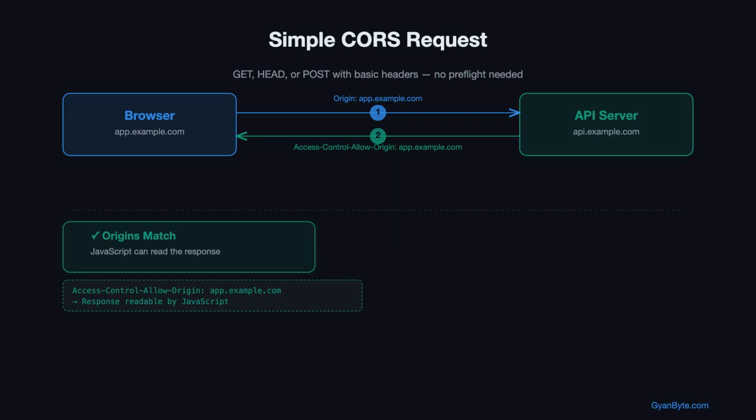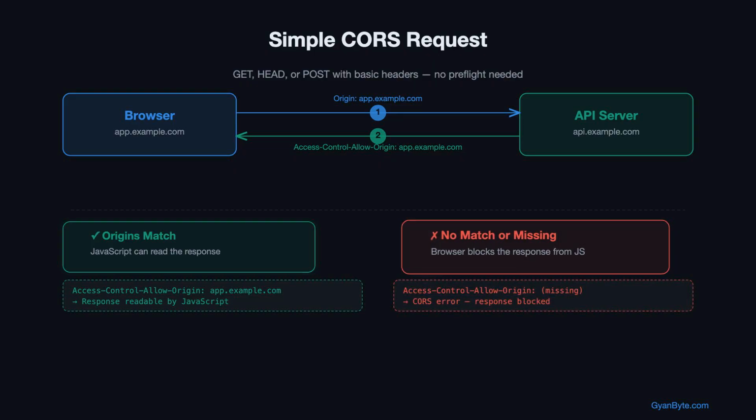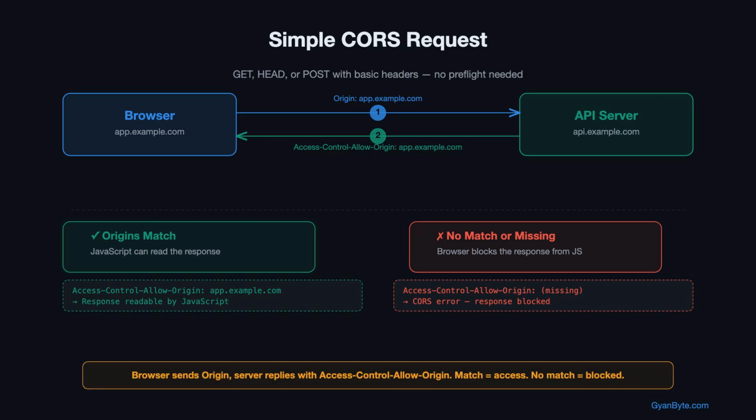The browser sees the match, origin matches the allow header, and lets JavaScript read the response. But if the header is missing or doesn't match, the browser blocks JavaScript from reading the response. The request still went through, the server still processed it, but your code can't see the result. That's SOP enforced via CORS. Simple CORS: browser sends origin, server replies with Access-Control-Allow-Origin, match means access, no match means blocked.